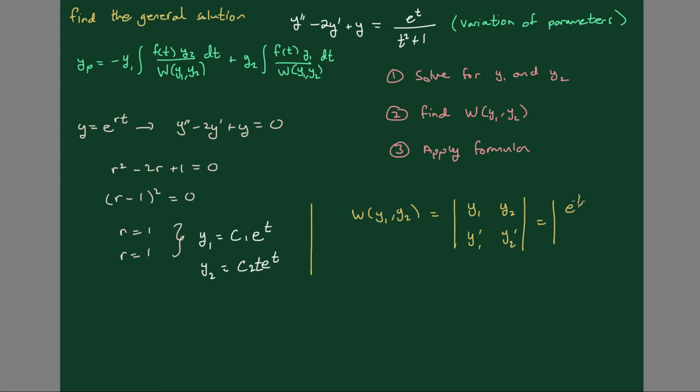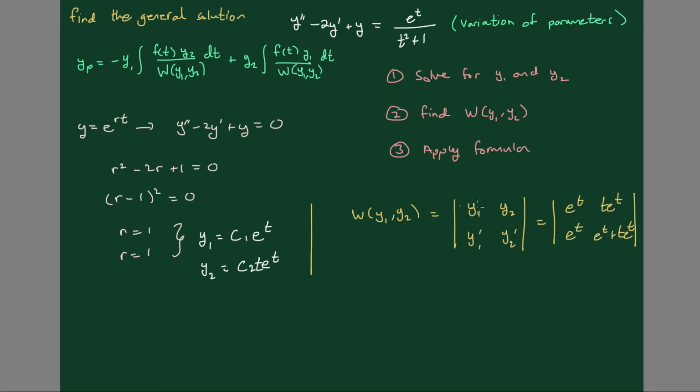And the second entry is going to be, for y2, t times e to the power t, and then its derivative is going to be e to the power t plus t times e to the power t. So this is the determinant that we have to calculate here. Notice that we didn't include these arbitrary coefficients.